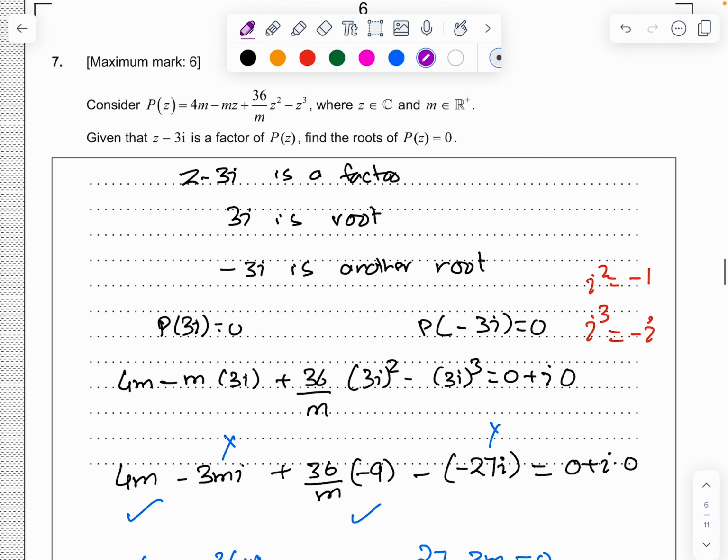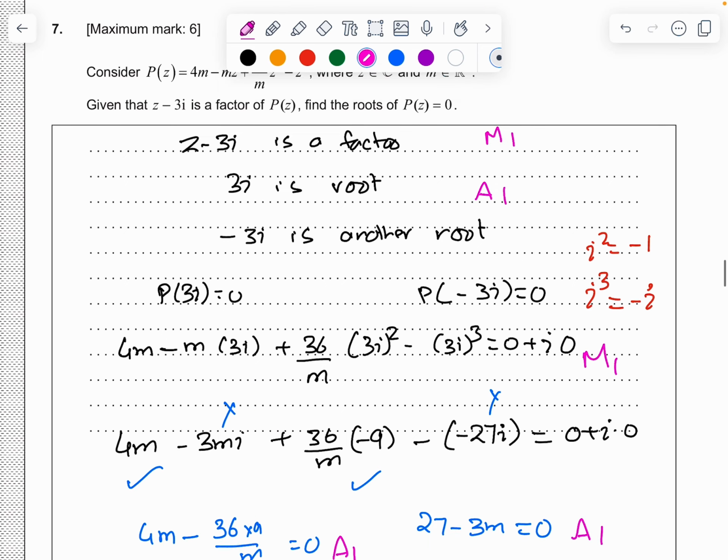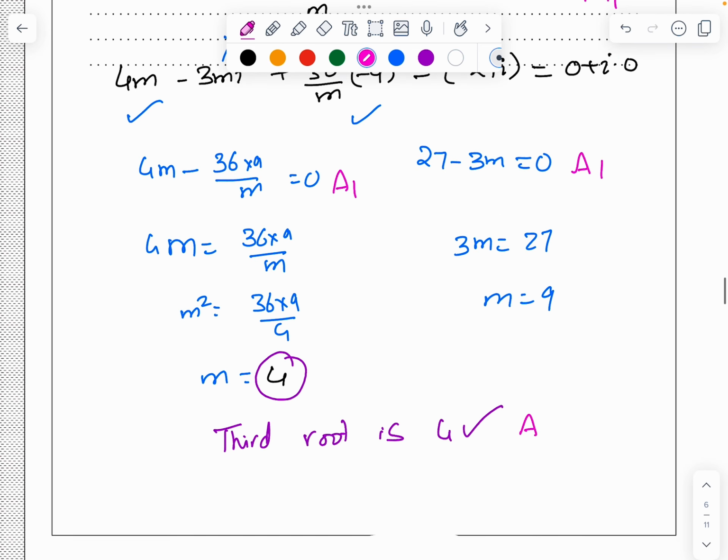So this is 6 marks. So method mark, accuracy mark, then again method mark, then accuracy mark over here, accuracy mark over here, and finally writing it out, accuracy mark over here.